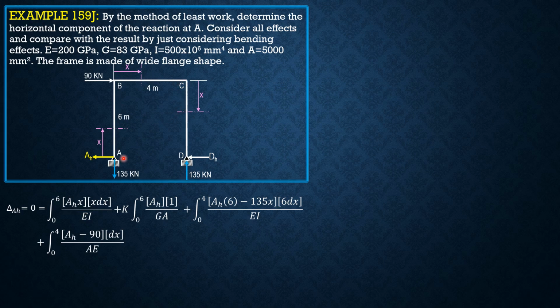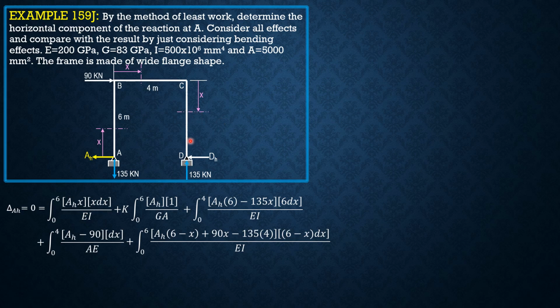For bending, it is EH times this distance, which is 6 minus x, then plus 90 times x minus 135 times 4. For bending, plus integral 0 to 6 of AH times quantity (6 minus x) plus 90 times x minus 135 times 4, derivative 6 minus x, dx over EI. Then for shear, there is a shear force equal to AH minus 90.